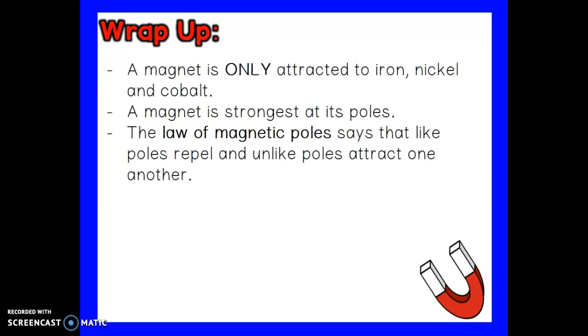To wrap up what we learned so far, a magnet is only attracted to iron, nickel, and cobalt. A magnet is strongest at its poles. The law of magnetic poles states that like poles repel and unlike poles attract one another.